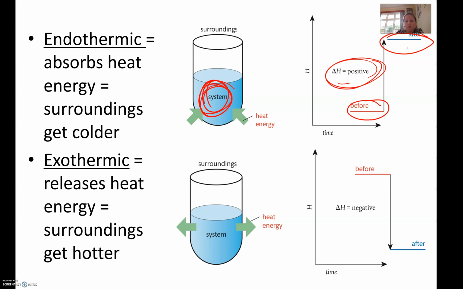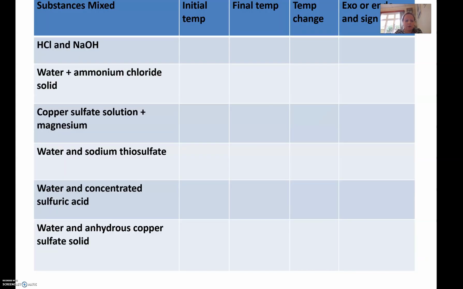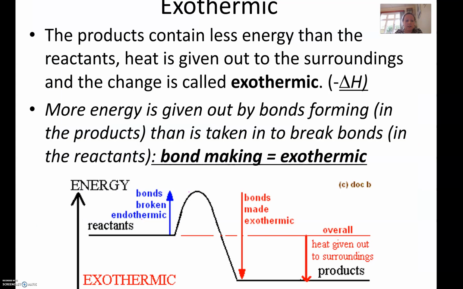Whereas exothermic reactions, they release heat energy to the surroundings. So this means that the surrounding particles get hotter, and that means that the actual system has lost energy. And so that means that the reactants have a higher energy than the products, and so it's been a negative enthalpy change. This is a practical we'll do when we come back together, so don't stress about this.